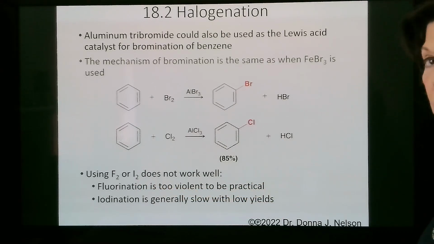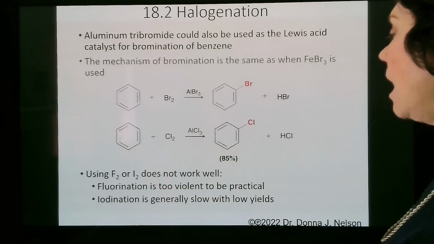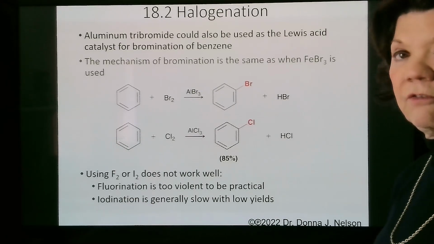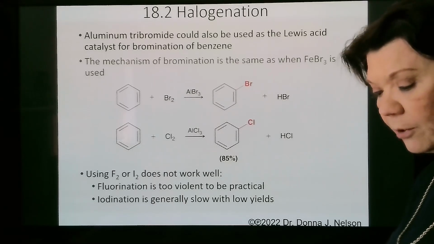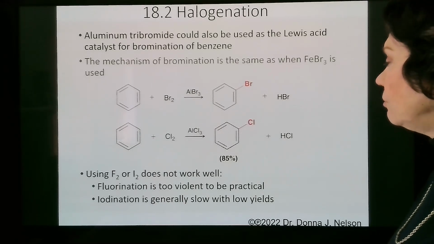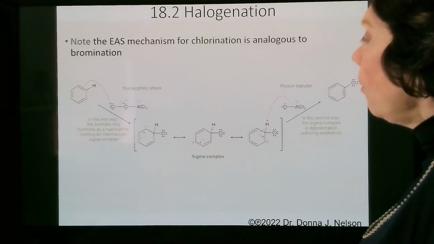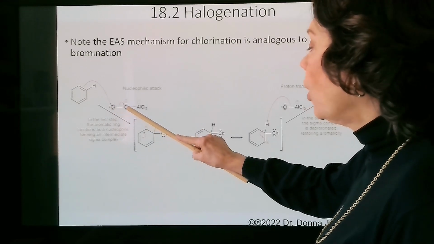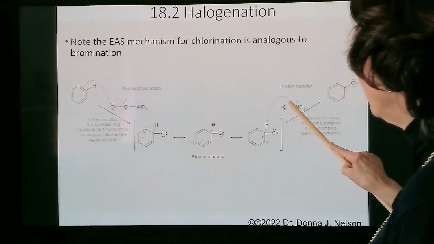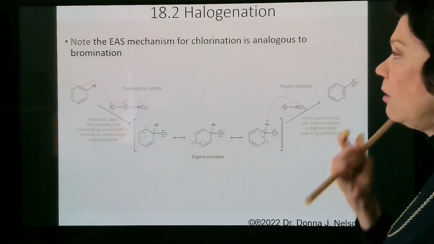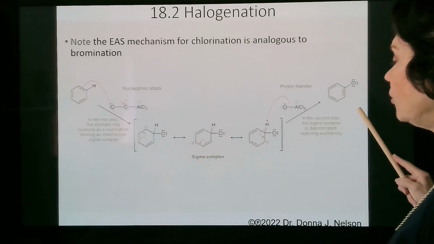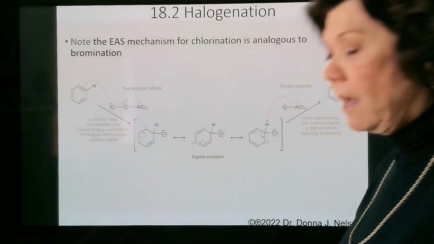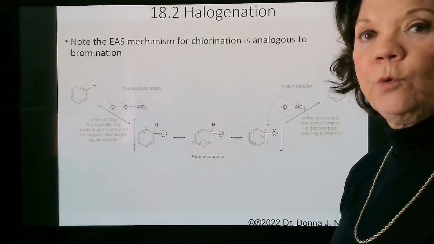Fluorination is too violent. It's too unpredictable. And iodination is just too slow of a reaction. It just doesn't take place. So it's not practical to use it. Now, here is chlorination. You see it is exactly the same. Instead of bromine in all of these places, you have chlorine. And the arrows are all the same. The sigma complex is the same. This is the same as you saw in the mechanism with bromination.